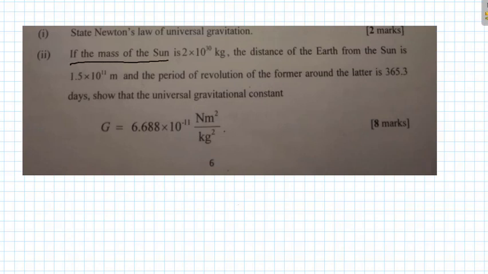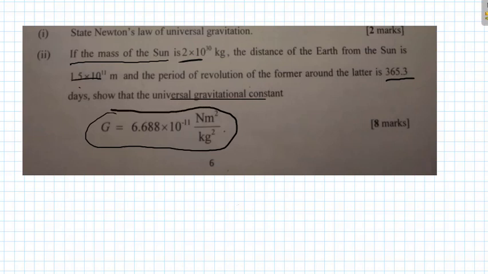The next question says, if the mass of the sun is this, the distance of the earth to the sun is that, and the period of revolution of the former around the latter is that, show that the universal gravitational constant, which is G, is equal to this.